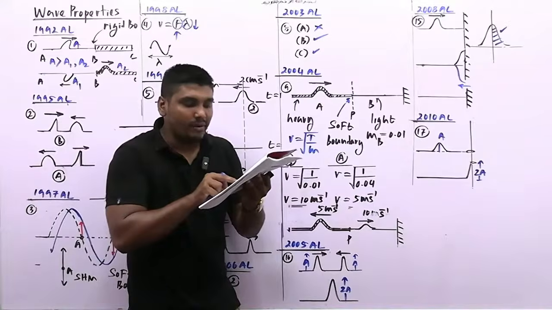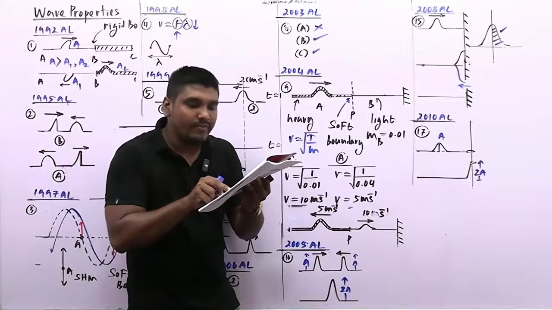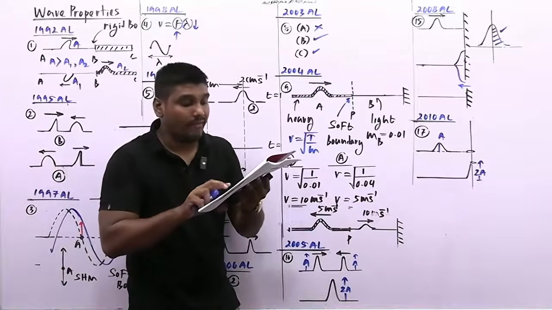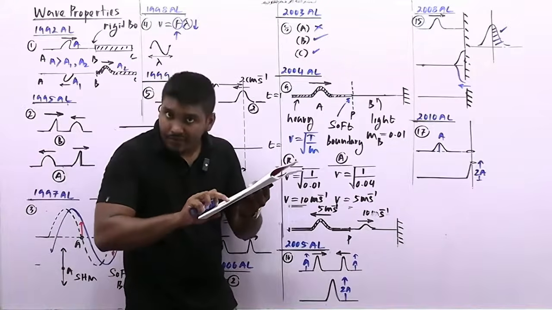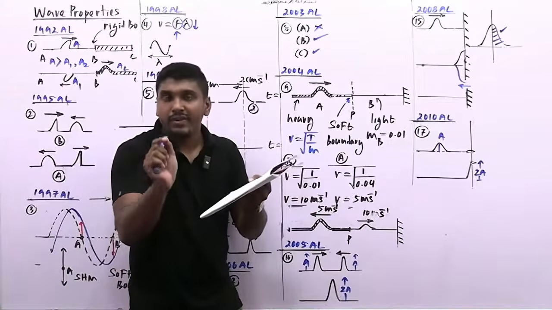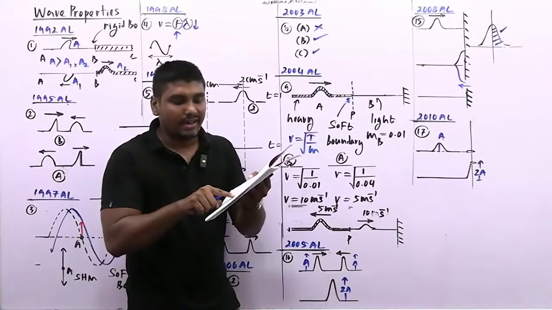Question number 19, which of the following propagates in the form of longitudinal waves? Ultrasonic waves, not ultraviolet. An ultrasonic wave is basically a sound wave. All sound waves are longitudinal waves. The third one is the answer.